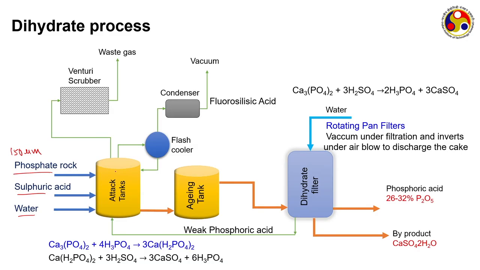As I told you, you have the other elements, which will react with the acid to form some gases. These gases are scrubbed, treated and then sent out. But the reaction is exothermic, so the temperature will increase. So they take some of the product of this attack tank and pass it through a flash cooler, which helps to control the temperature.